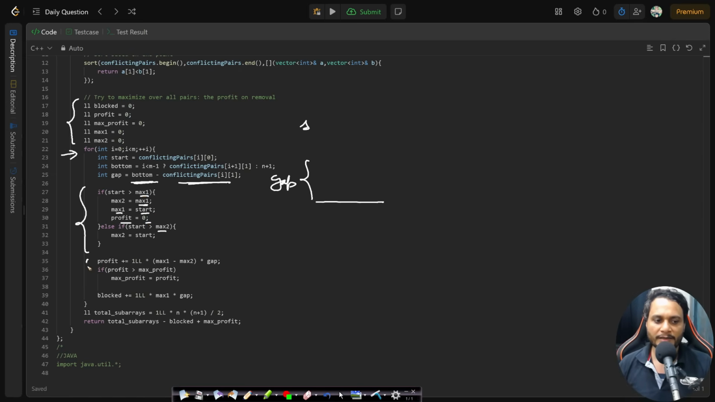Once you are done with that, we will be adding the profit as I had explained and maximizing the max profit. Then I will also be adding the cells for the blocked number of subarrays. After iterating through all the points, we will be calculating total subarrays, and we know that in the total subarrays, blocked subarrays have to be subtracted, and the profit subarrays, that means once you remove a conflicting pair, then some invalid subarrays will become valid. That means blocked subarrays will become unblocked. So those have to be added, and this will be your final answer.